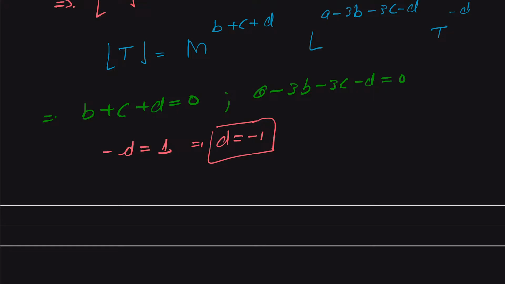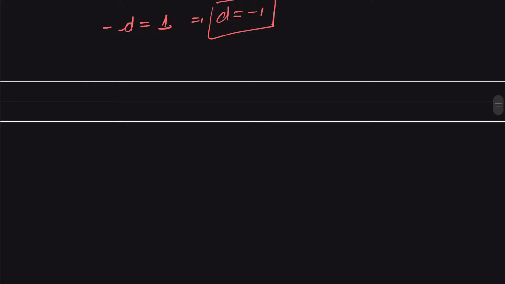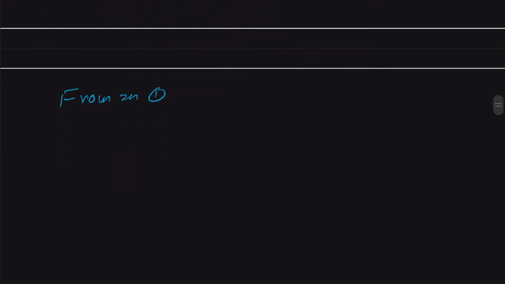Let us assume this is our equation number 1 and this is equation number 2. So we are going to substitute in equation 1. From equation 1 we get b plus c is equal to minus d, which gives minus of minus 1. Therefore b plus c is equal to 1.